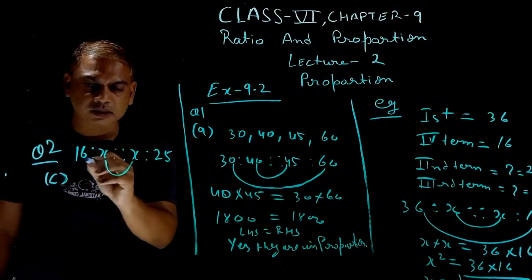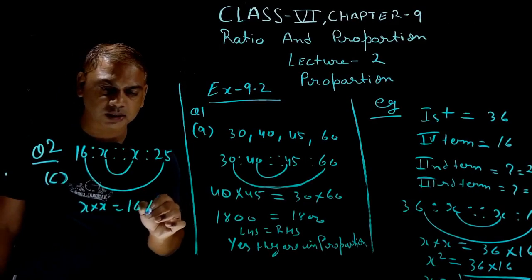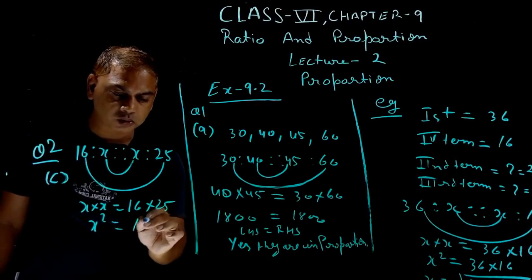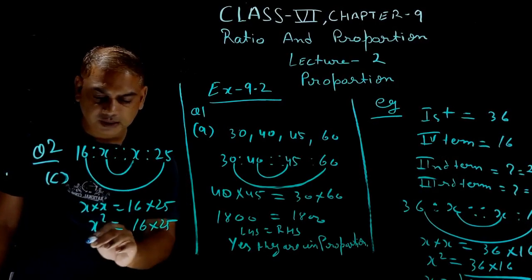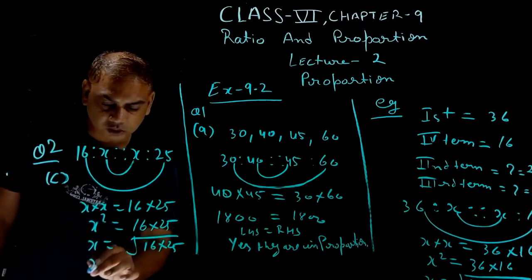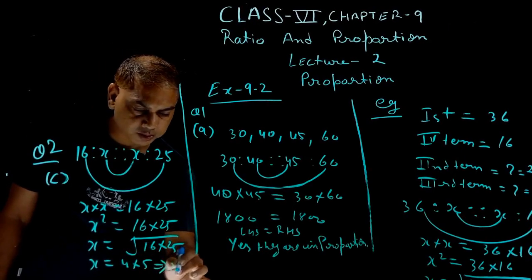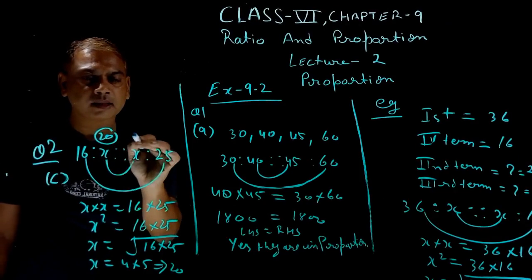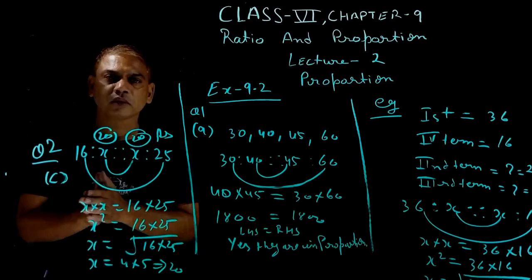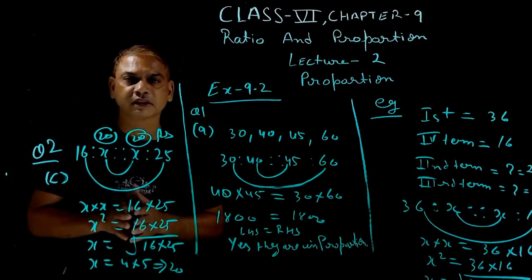So POE is equal to POM. X into x is equal to 16 into 25. X square is equal to 16 into 25. X is equal to under root 16 into 25. Now the value of x is equal to the square root of 16 which is 4, and 5, that is 20. So x is 20, this is your answer. Okay students, good. Question number 2, do all other parts on your own. They are just like we have discussed here.